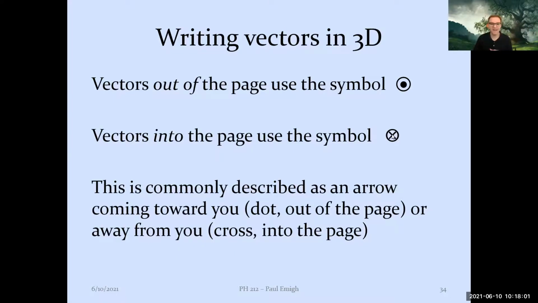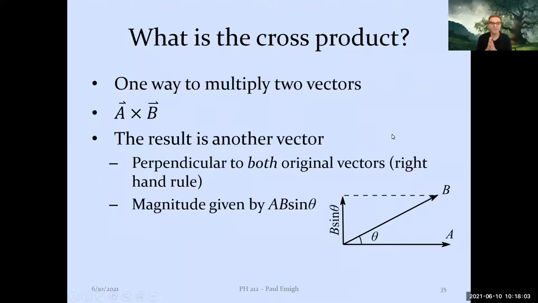Once we've got that notation down, the thing that we're going to do here is learn a new way to multiply 2 vectors together. And that new way is called the cross product. Now, we've already learned about the dot product in Physics 211, but this is a new way to multiply 2 vectors together that you may have seen in a math class. It is called the cross product because we will represent it by writing the 2 vectors with an x in between. The dot product had a little dot in between. And what's interesting about the cross product is that the result is a second vector, which is very different from the dot product.